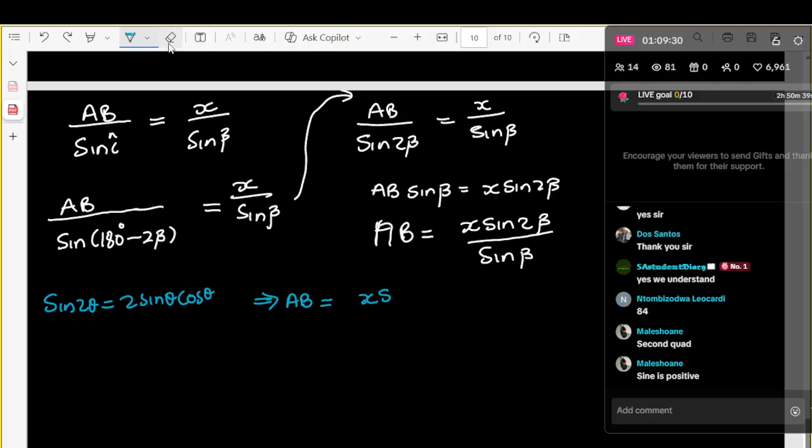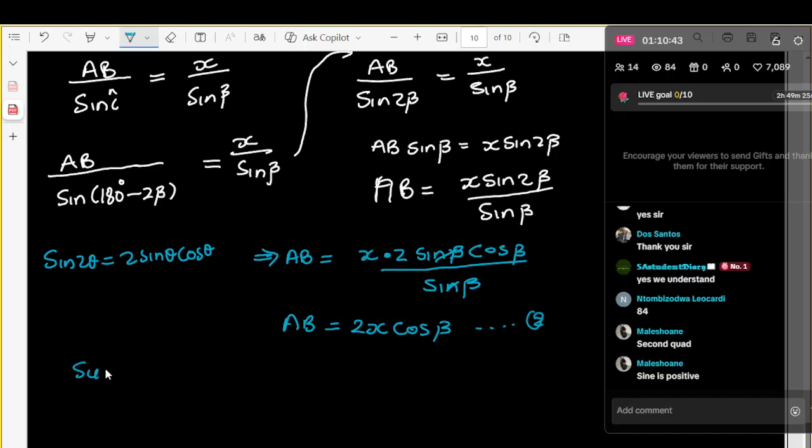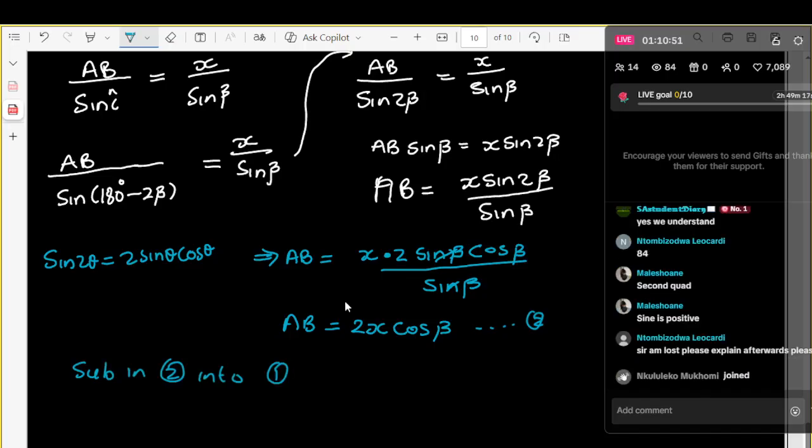Now, remember we are looking for h, and we know that h is AB, the tan of theta. So we're going to call this equation 2, so that we can sub equation 2 into equation 1.